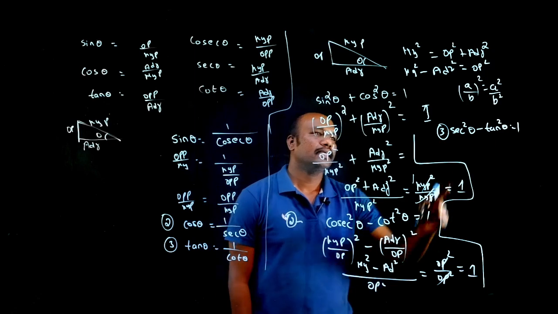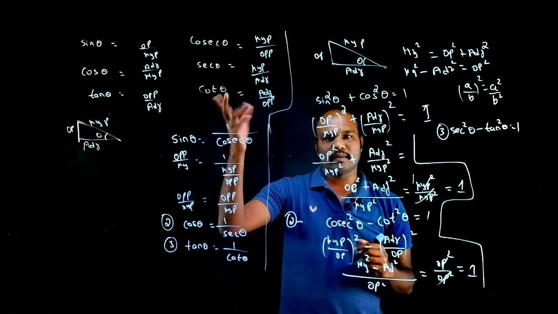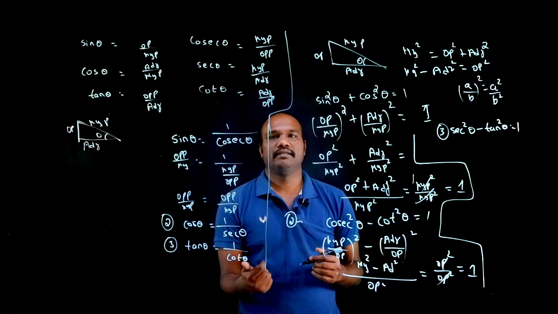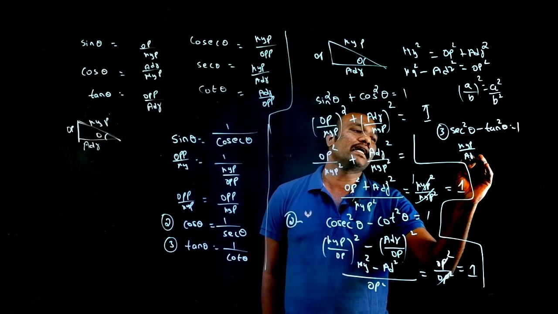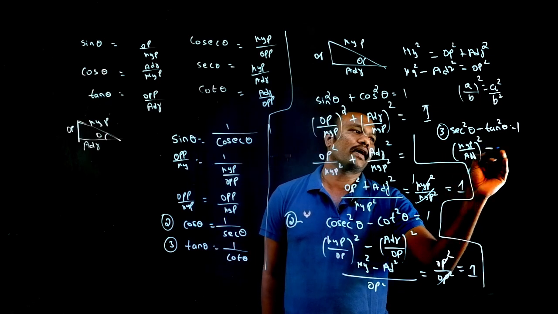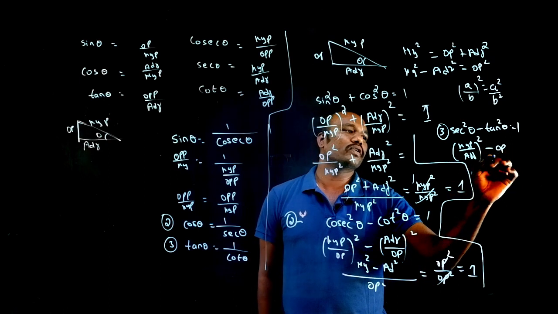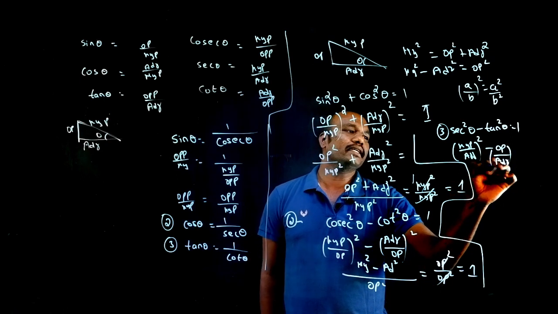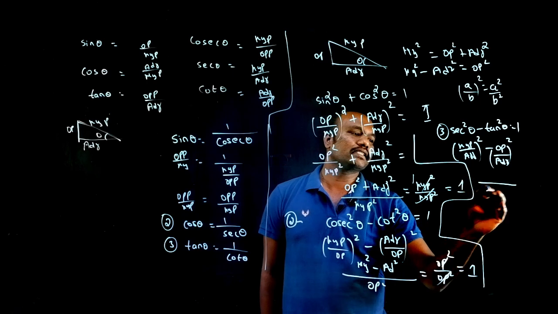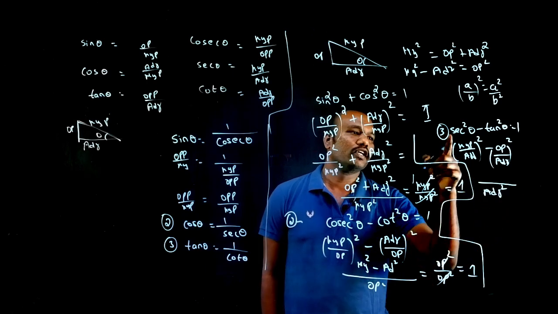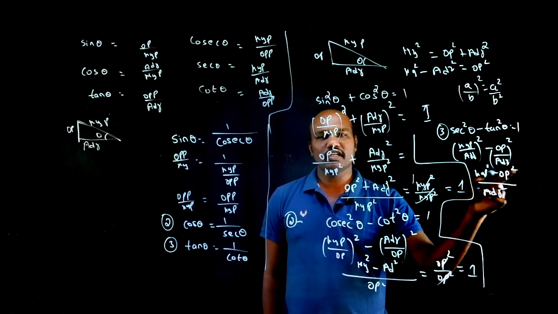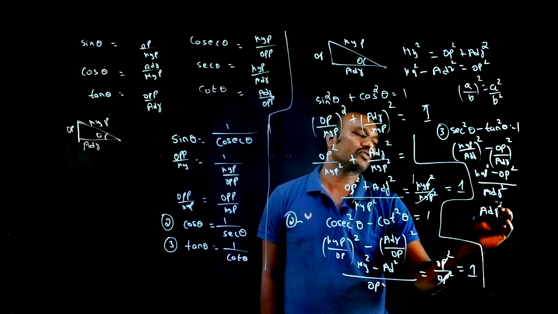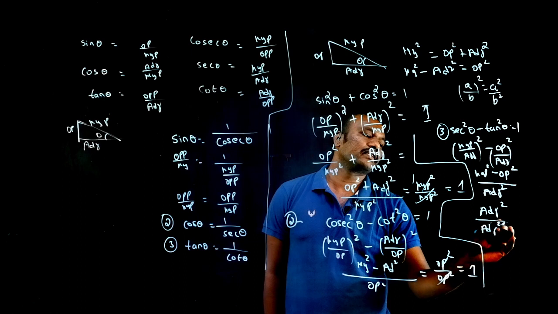How will you try? Secant, what is secant? Opposite of cos. Cos is what? Adjacent by hypotenuse. This will become hypotenuse by adjacent. Square is there. Square minus tan is what? Opposite by adjacent. Right? Again, adjacent square is the LCM. So, hypotenuse square minus opposite square. Hypotenuse square minus opposite square is what? Adjacent square by adjacent square. This and this get cancelled.